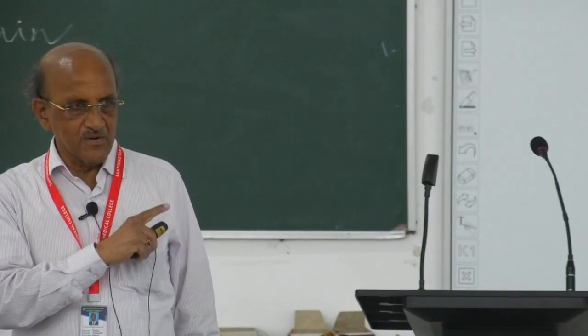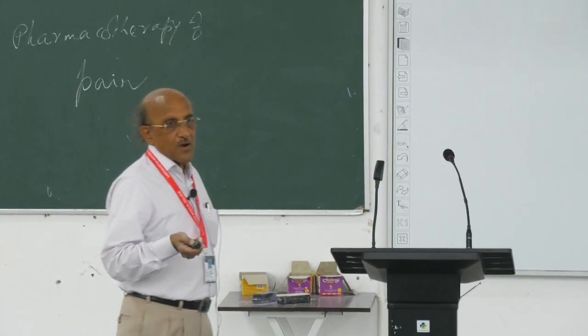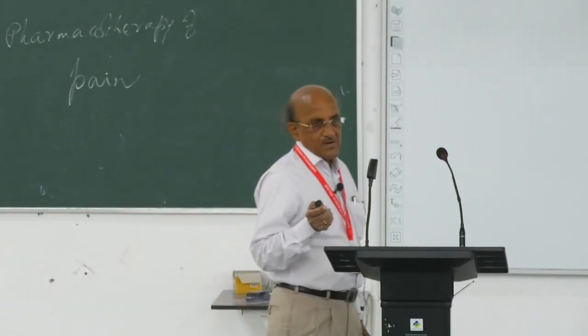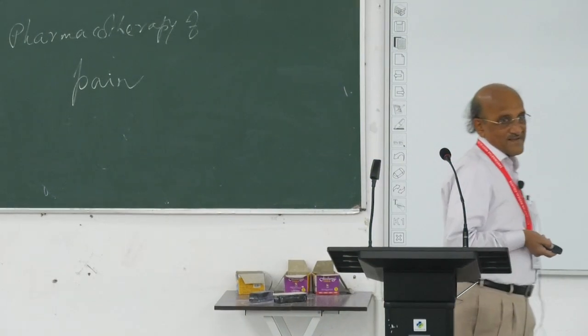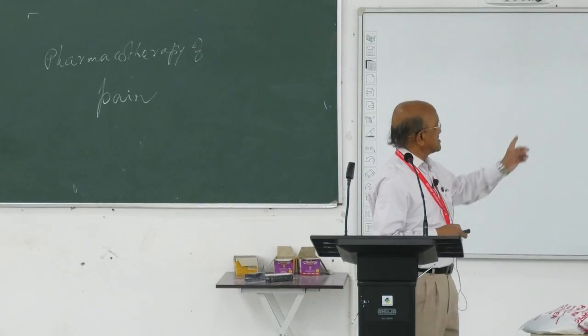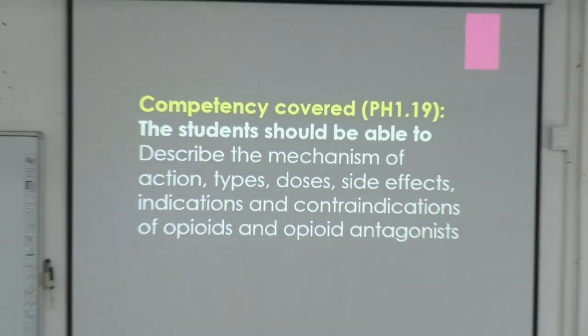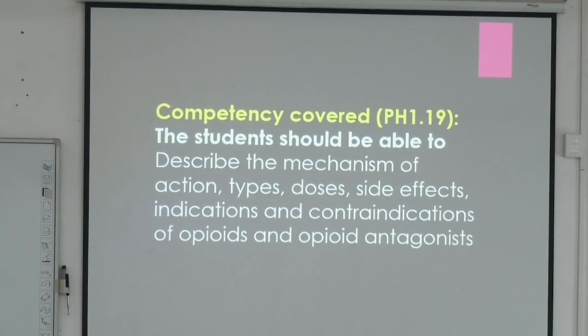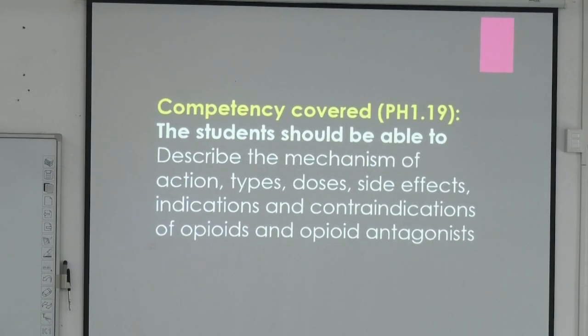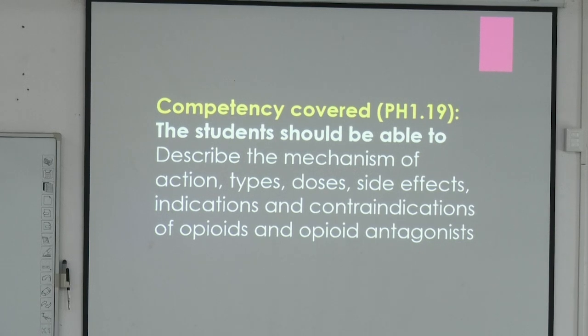So these are, I think, the competencies covered. You can write it down so that you can know what you have to read in this chapter. That is, describe the mechanism of action, types, doses, side effects, indications, contraindications of opioids and opiate agonists. You will find this on your website also.